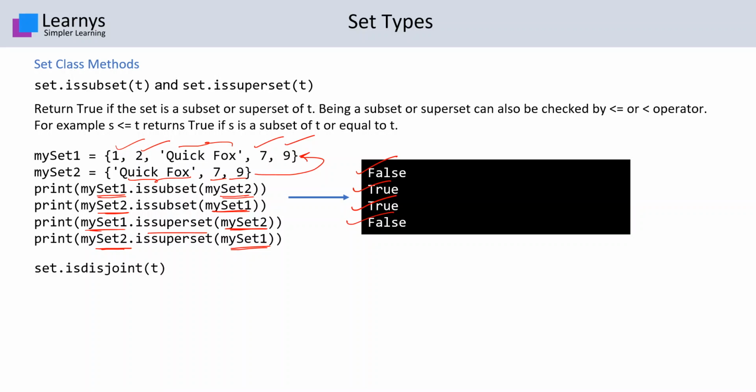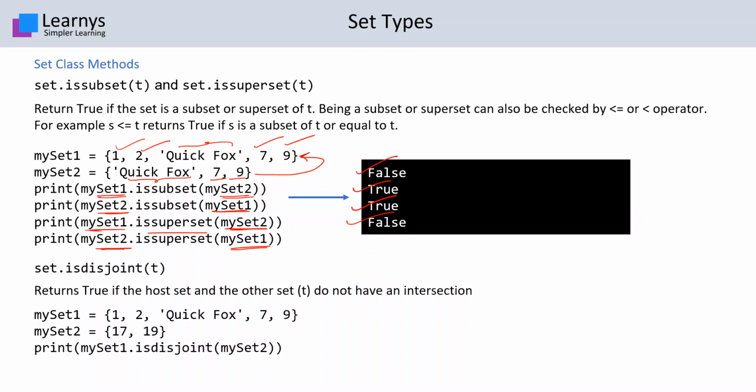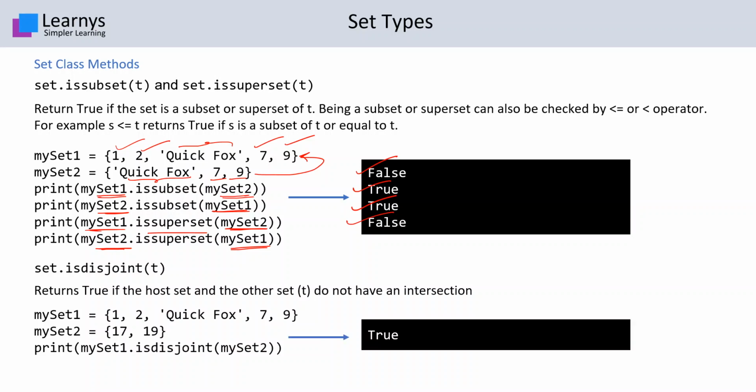Another function is set.isdisjoint. This function returns true if both the sets do not have any intersection between themselves. So myset1 and myset2 over here have no common elements. So when we print myset1.isdisjoint(myset2), it will give us true.